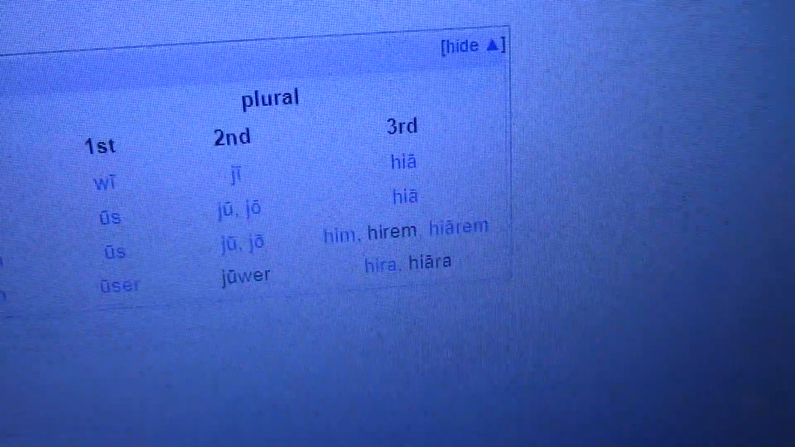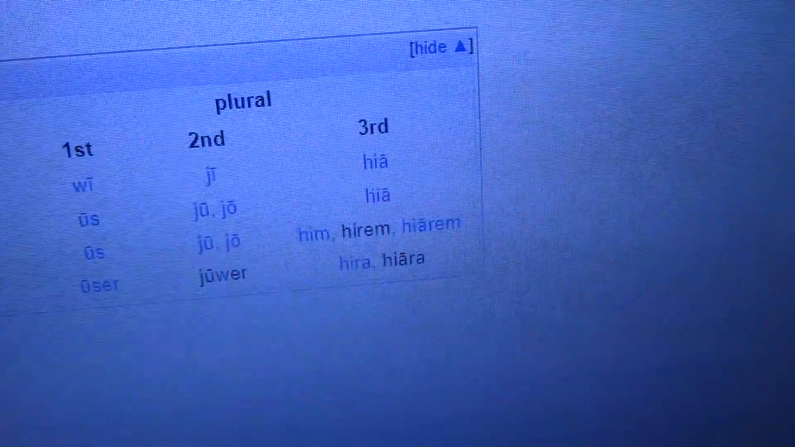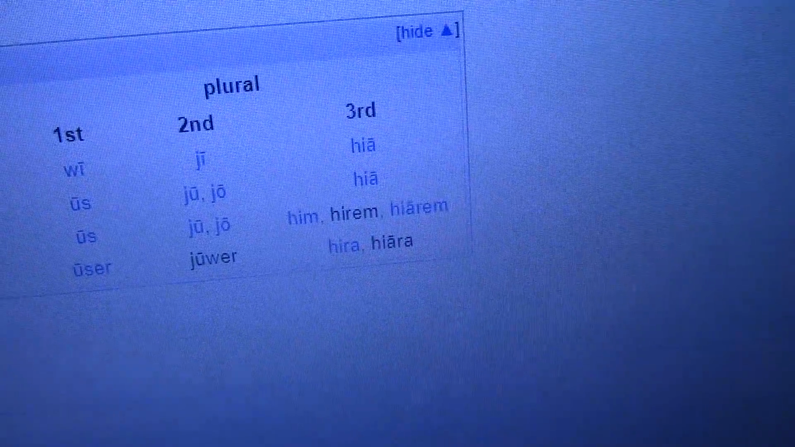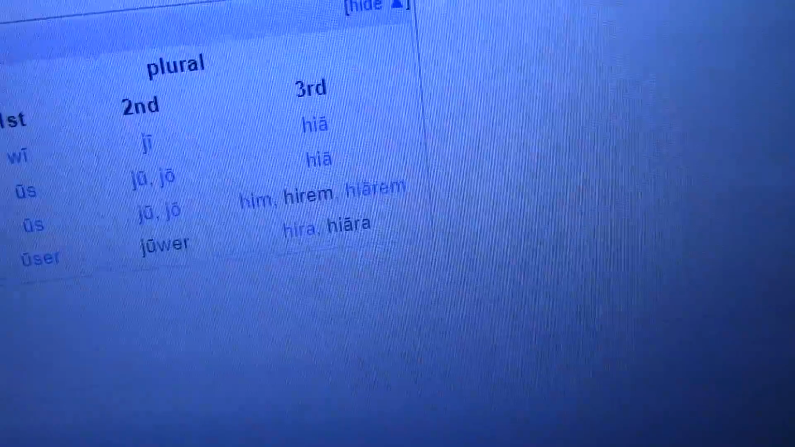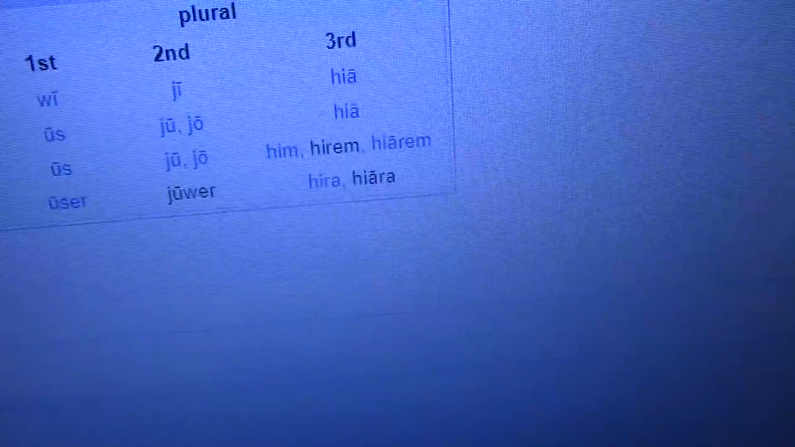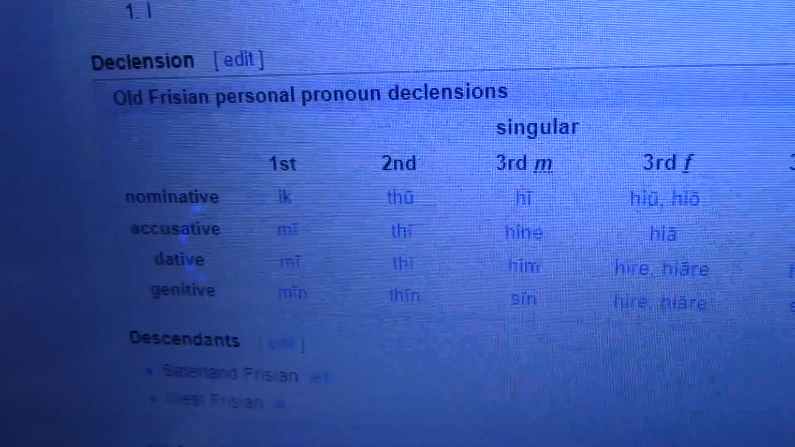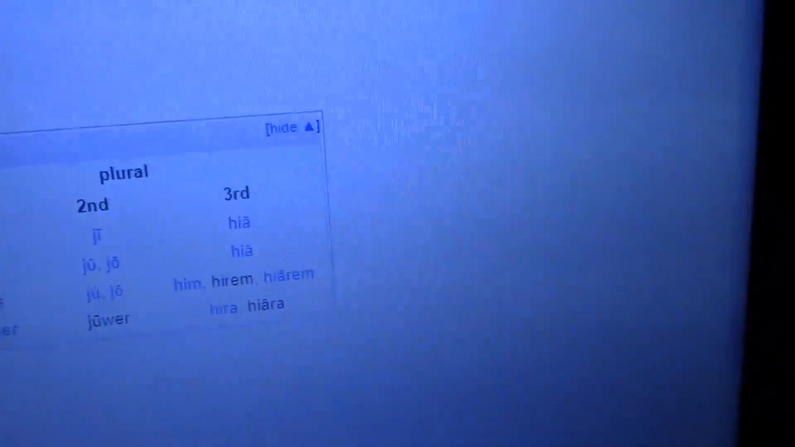Thing is, guys, you shouldn't take everything for granted, especially on a site like Wiktionary. You have to look at other sources to confirm that what's on the internet is correct. All right, and then we got hira and we got hiara. So that's something to bear in mind. We got ik right there. Anyway.